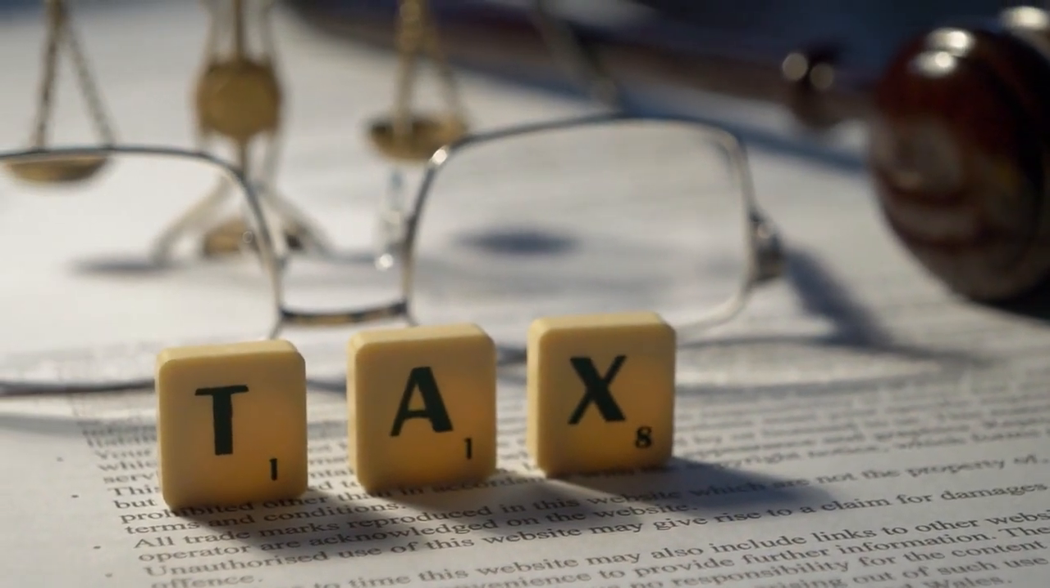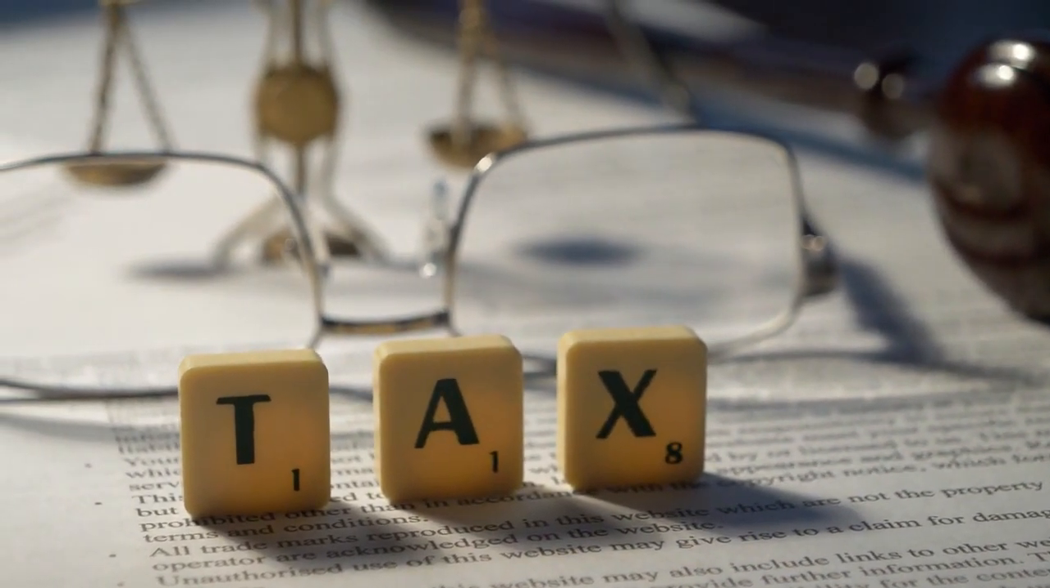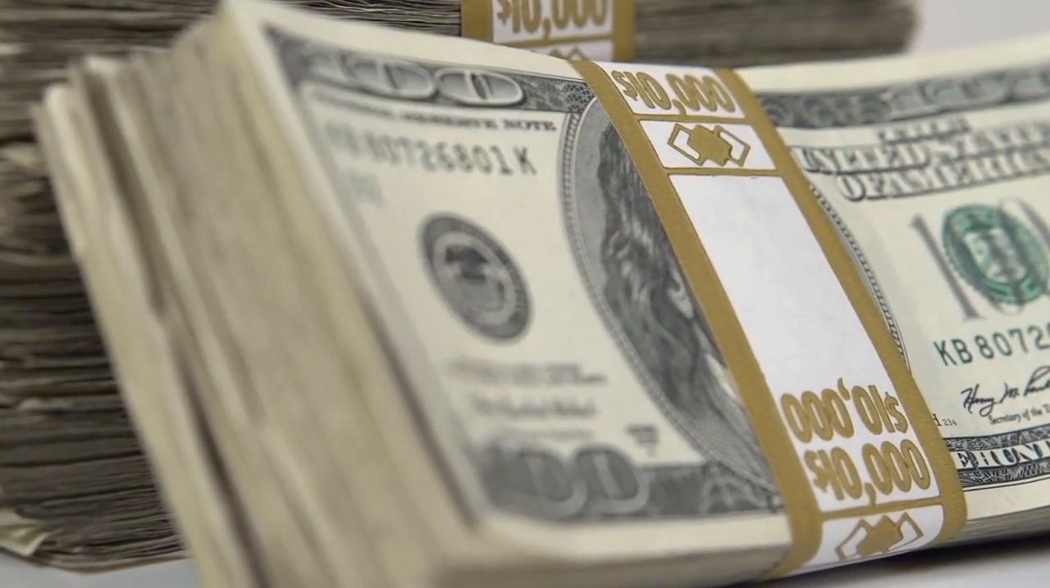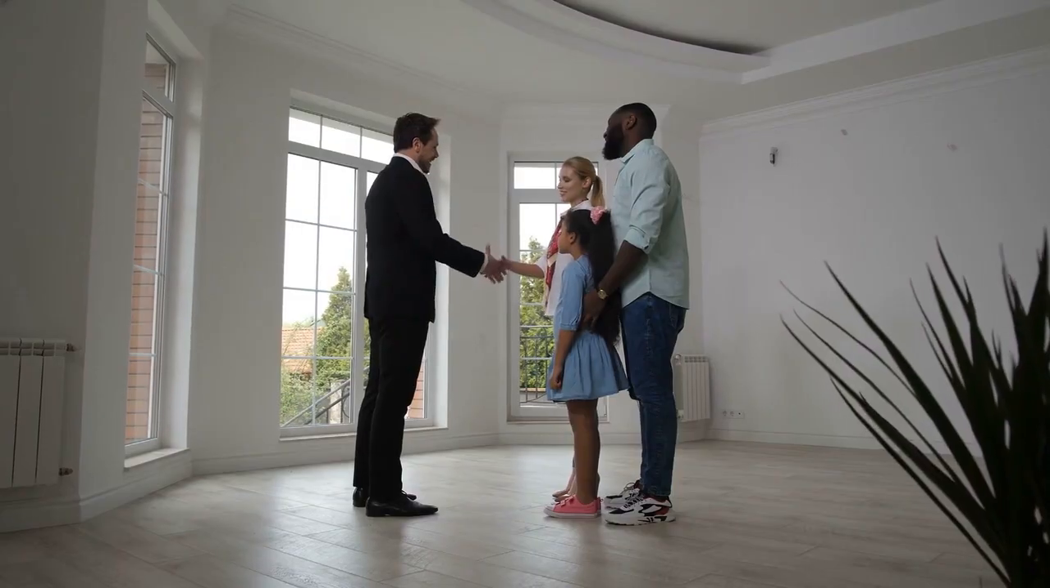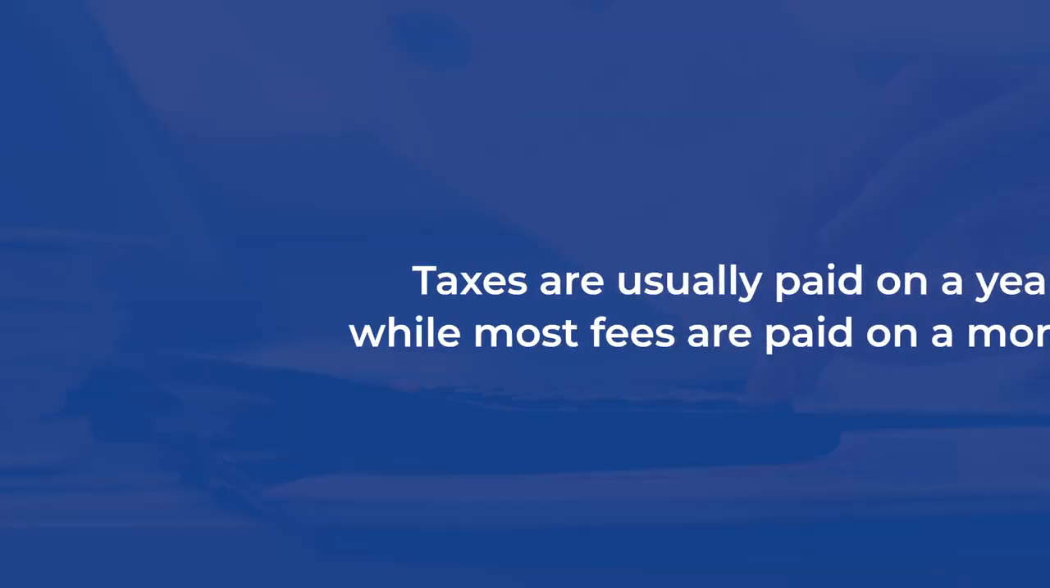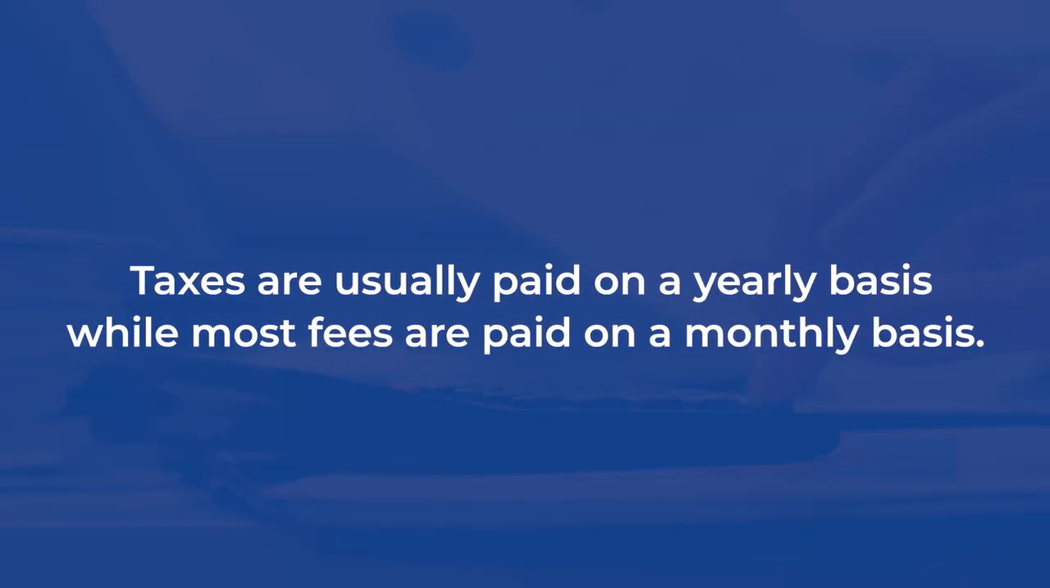Local governments collect taxes based on the assessed value of a property. In addition, when a property changes hands, there may be other taxes and fees that need to be paid. Next, we'll examine the money that changes hands when a property transaction is completed. Taxes are usually paid on a yearly basis, while most fees are paid on a monthly basis.